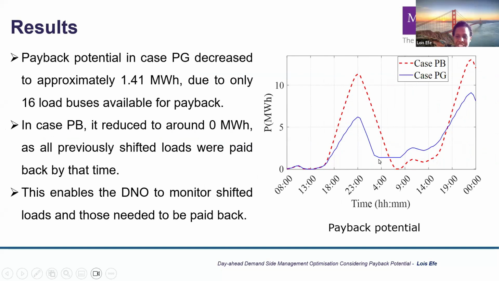For case PG, it decreases to about 1.4 megawatt hour due to only 16 load buses available for payback. And for case PB, it reduces to about 0 megawatt hour, which shows that all previously shifted loads were paid back by that time step. This payback potential matrix helps the DNO to monitor shifted loads and those needed to be paid back and reconnected to the network.